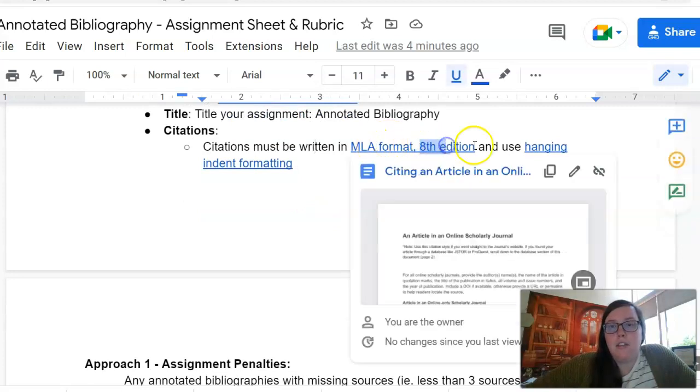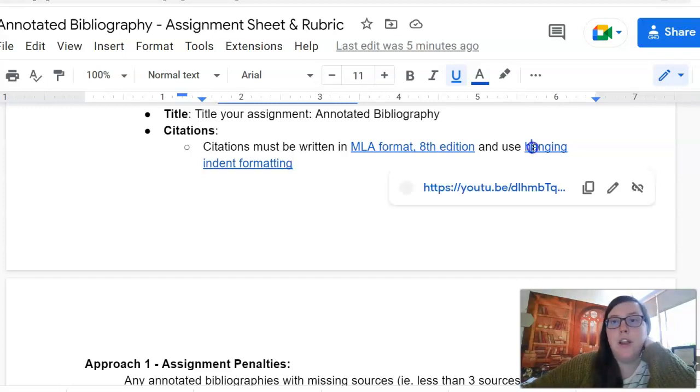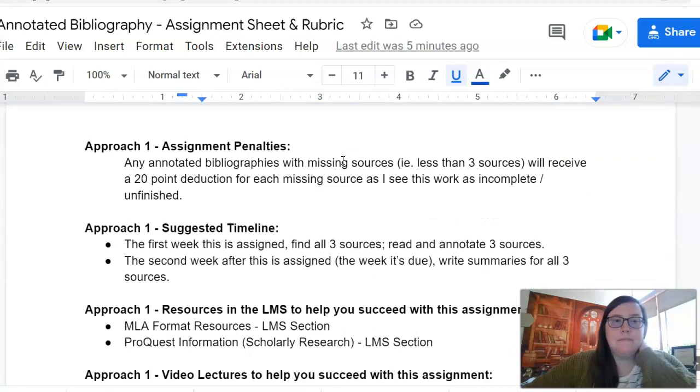Use the 8th edition. MLA might be in the 9th edition now when I'm recording this video, but I don't think there are major changes. So if MLA is in the 9th edition, use the 9th edition. 8th edition is pretty similar, I think. Use hanging indent format when you are formatting those individual citations, where the first line is all the way to the left and the second and subsequent lines are indented 1. This link will take you to a video on how to format that.